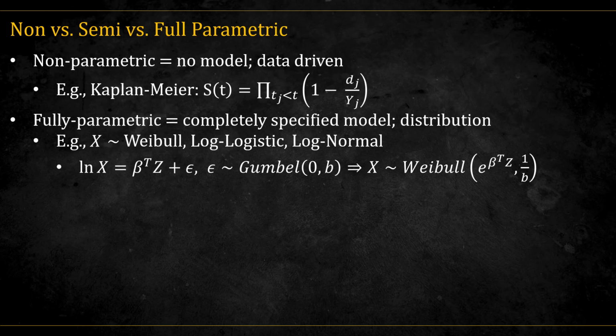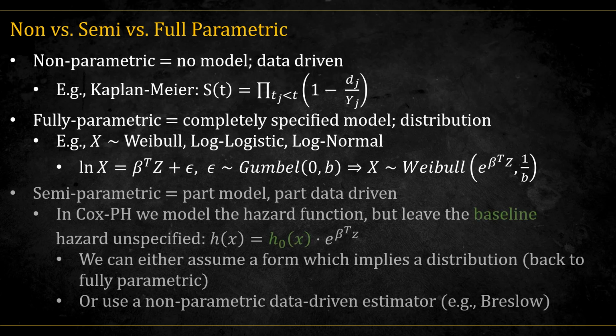Fully parametric means we are completely specifying the model, and in our context, it also means we have a distribution. AFT is an example of this. The data is assumed to come from some distribution, like Weibull, log logistic, log normal, etc. Sometimes the distribution is implied. That is, if we add a Gumbel noise to the model, it results in a Weibull distribution. Note that given a distribution and confined set of parameters, in this case the betas and the b, we know everything about the data, and it doesn't matter if we have little data or a lot.